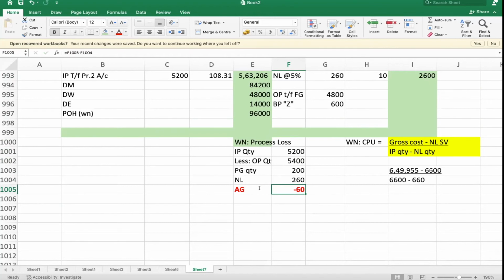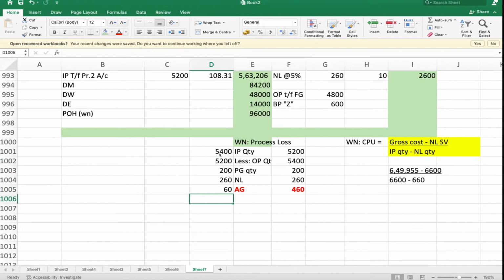Vandana's answer is correct. 460 is the correct answer. Understood? For easy understanding, just for example, listen here. Suppose input quantity 5,400, output quantity 5,200. Then what would be the process loss? 200 units. 200 becomes the process loss. Normal loss 260. Therefore, the difference of 60 is called abnormal gain. Am I right or not?